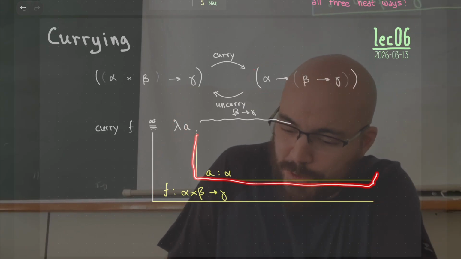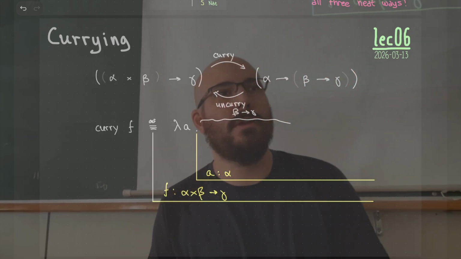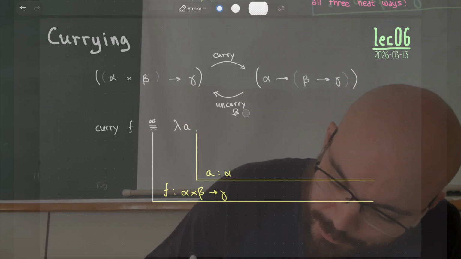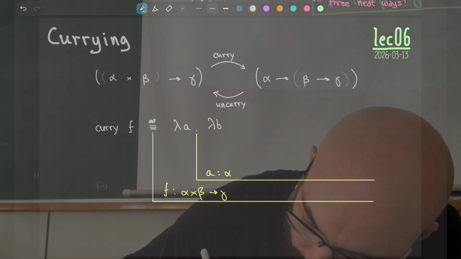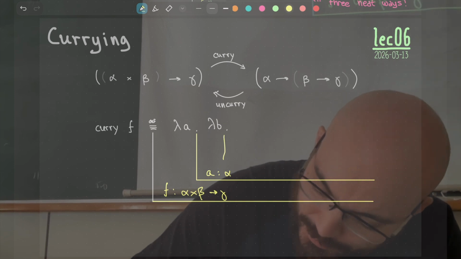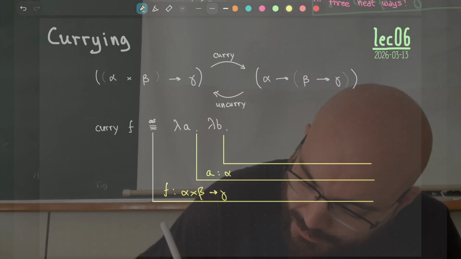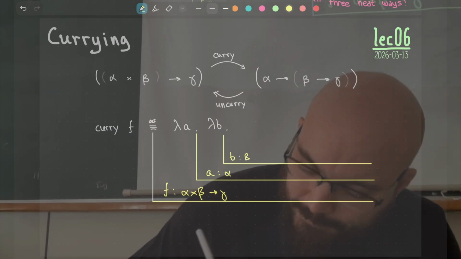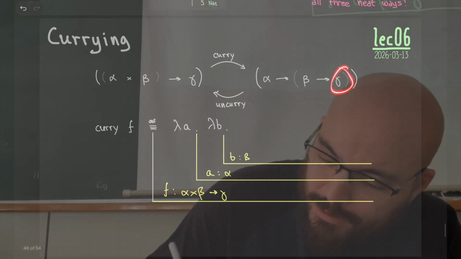Now, to finish this off, my goal has changed. I need to produce something of this type. And since this is a function type as well, I know how to create functions. It's going to be another lambda. Okay, and what happens here? From this point on, I gain access to something that I didn't have outside of it. I gain access to a B, which is of type beta. And my goal here is to produce something of type gamma.